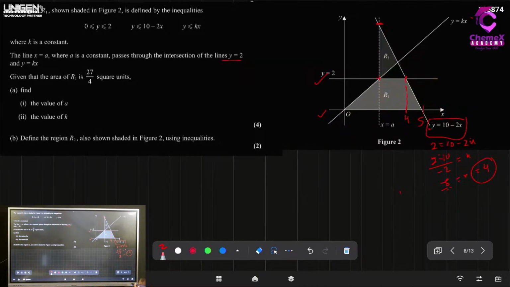Okay. Now area is given. Area is 27 over 4. So which area is given? R1. R1 is this. So R1's area is given. Height is known. Gap is known. This gap is 5. Height is known. And find A. How do you find area? Now this is a really good question. So you know this gap. This gap is what?